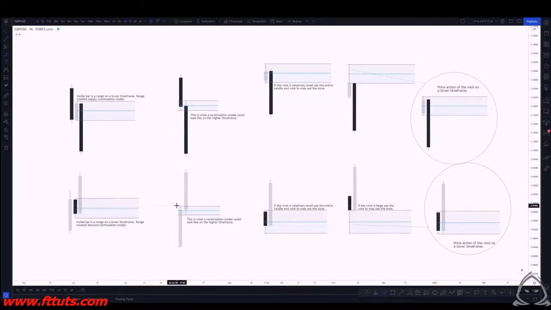And then finally, the last refinement that we can use involves wicks, and more specifically the large wicks that we see when zones are created. So in this first example, what we see is that price has a fairly large wick to the upside. We get that move to the upside and then a rapid move to the downside. We can say that a supply zone has been created, and again, we'd be waiting for price to return to that supply zone. Because this candle is relatively small with a large wick, we can map out the entire supply zone using both the candle body and the candle wick.